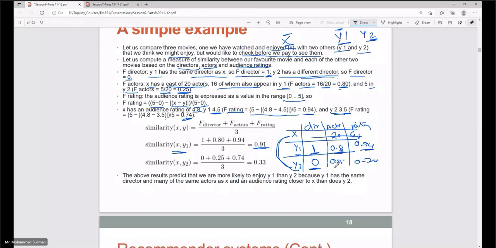Y1 will be recommended. So from the above results, we seem to be more likely to enjoy movie Y1 than Y2, because Y1 has the same director and many actors are similar, and the rating is also close. So this value is the highest, nearest to 1 compared to the other value. So Y1 will be more enjoyed.